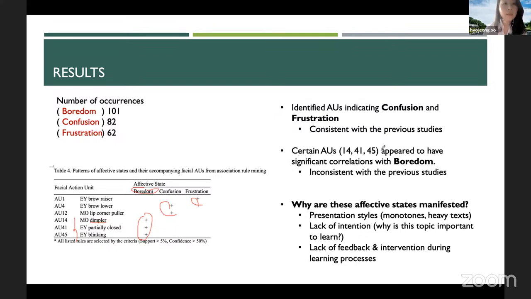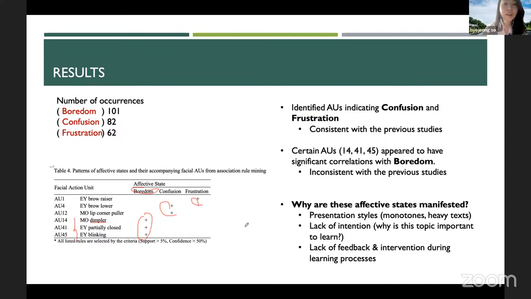Boredom, on the other hand, in Western learners, I think many researchers say that it's very hard to detect. But surprisingly, we found that there are clear AUs that we can detect, and that these AUs have strong correlations.